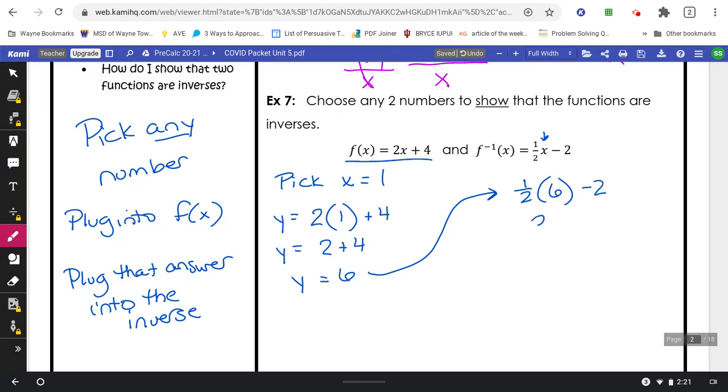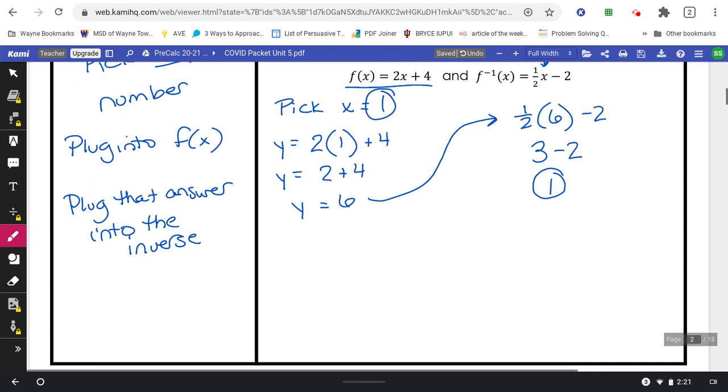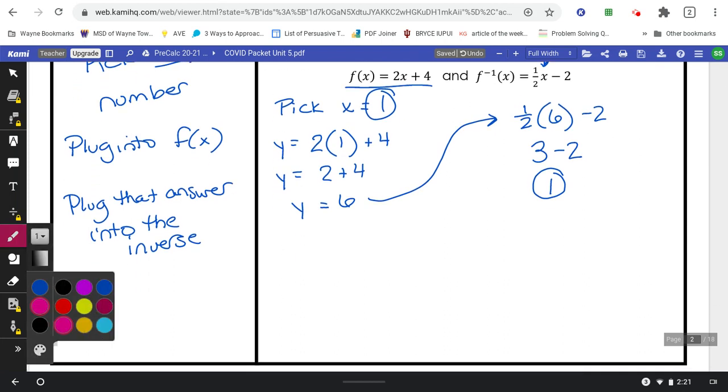Half of 6 is 3. And 3 minus 2 is 1. Notice the 1, that's where we started. So 1 took us to 6. 6 took us back to 1. It literally reverses it or inverses it. And that works for any number.